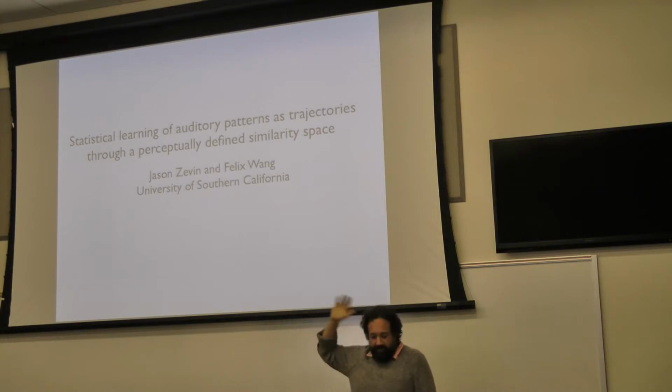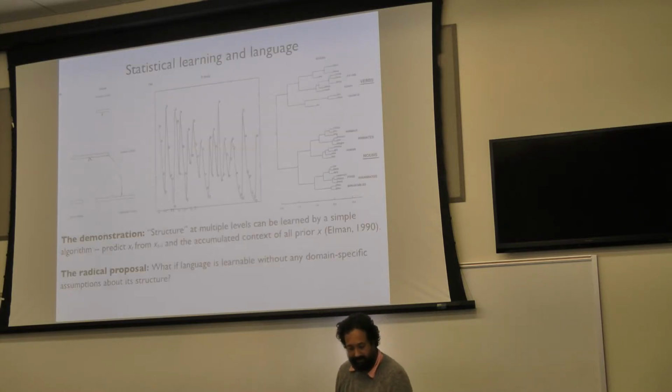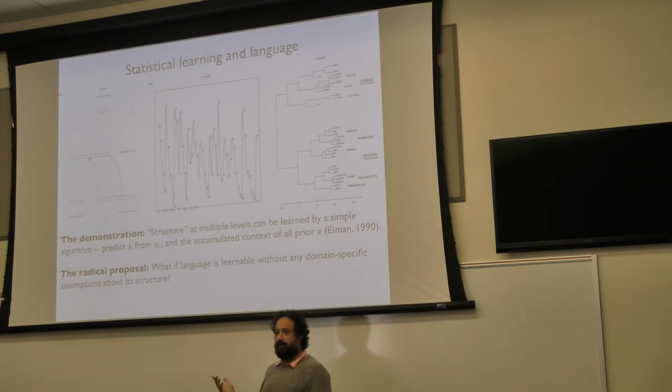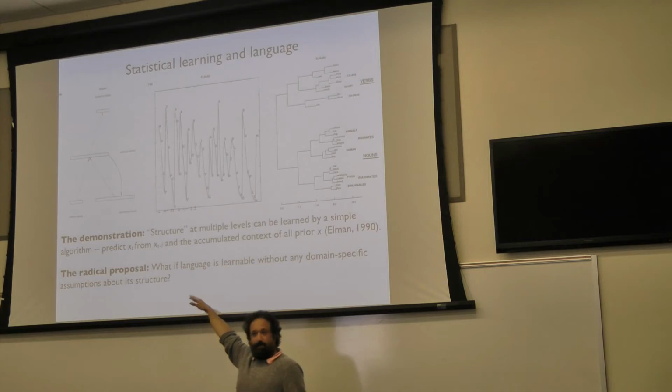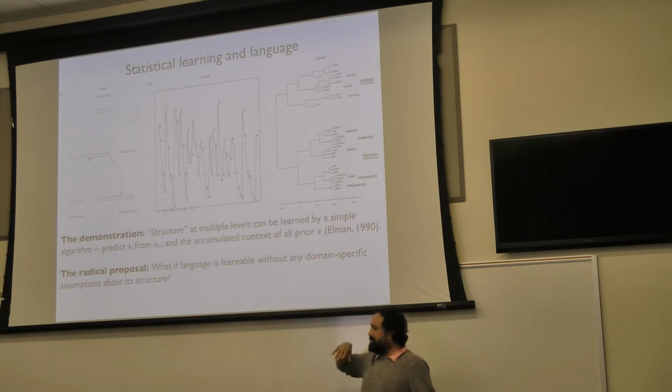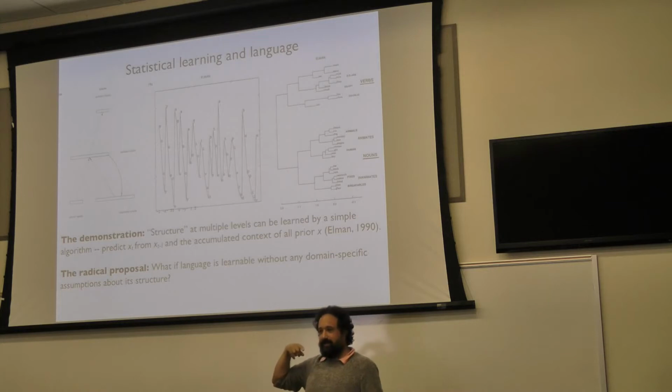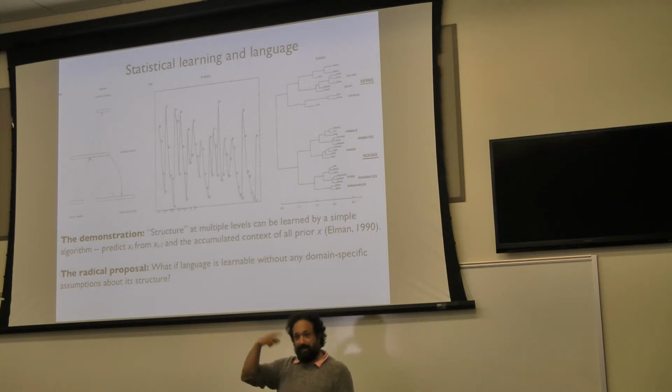The title is Statistical Learning of Auditory Patterns as Trajectories Through a Perceptually Defined Similarity Space. I'll start by breaking that down. Many of you are familiar with the idea that statistical learning is an important component of learning language. So here's a simple recurrent network. Most of you, I hope all of you, have encountered some version of this. The SRN's job is to predict what's going to happen next, given the current input and a copy of its internal state from the last thing that it encountered.